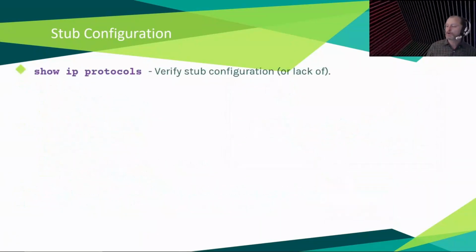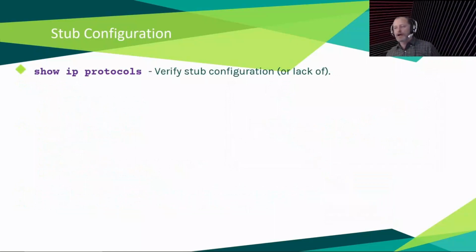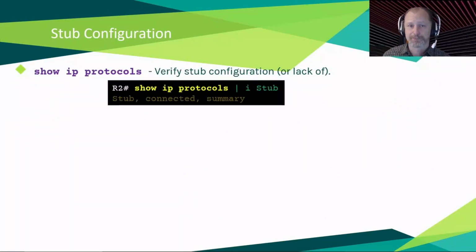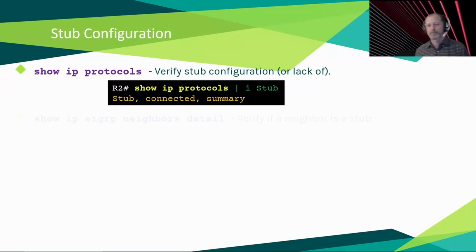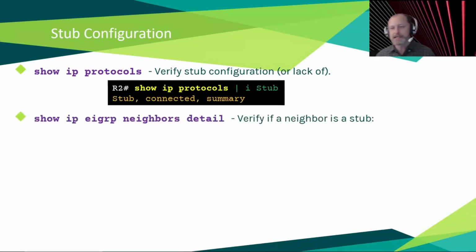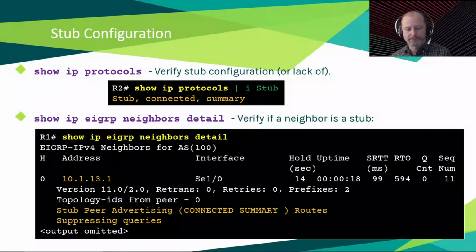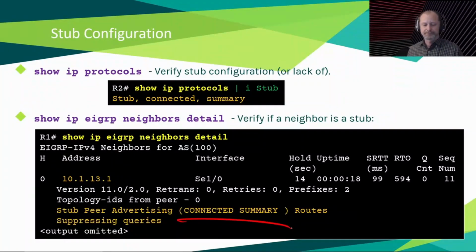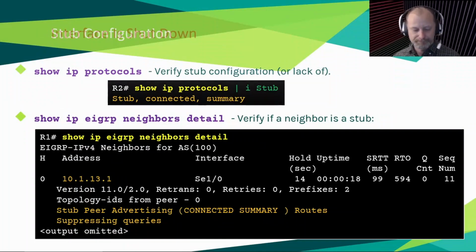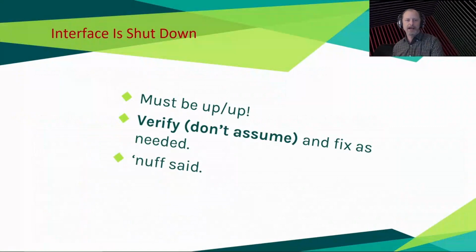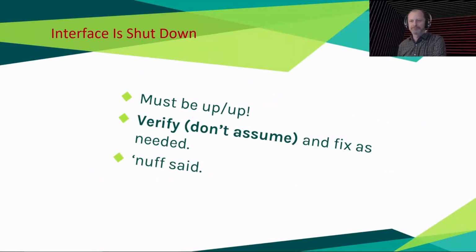Show IP protocols will remind you of where there are stubs in your network. Show IP EIGRP neighbors detail will also, right? Interface has got to be up, not down. Okay, move on up.